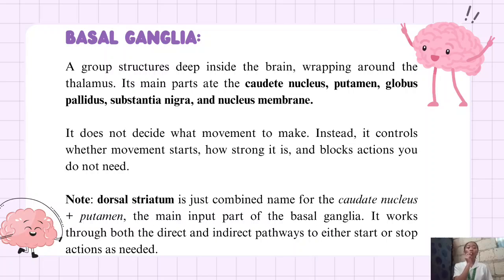So the important note in this part, which is the two key pathways, is that these pathways control actions you choose and plan yourself, like deciding to stand up or draw. They also help turn new skills into automatic habits over time, like riding a bike or typing without looking at the keyboard.